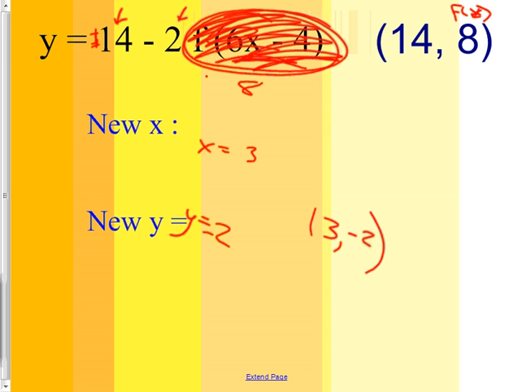Raise your hand if you had the same thing as I did on that one. Okay, good. I think you're getting it. You're able to move a point based on this. Think of these as like directions.